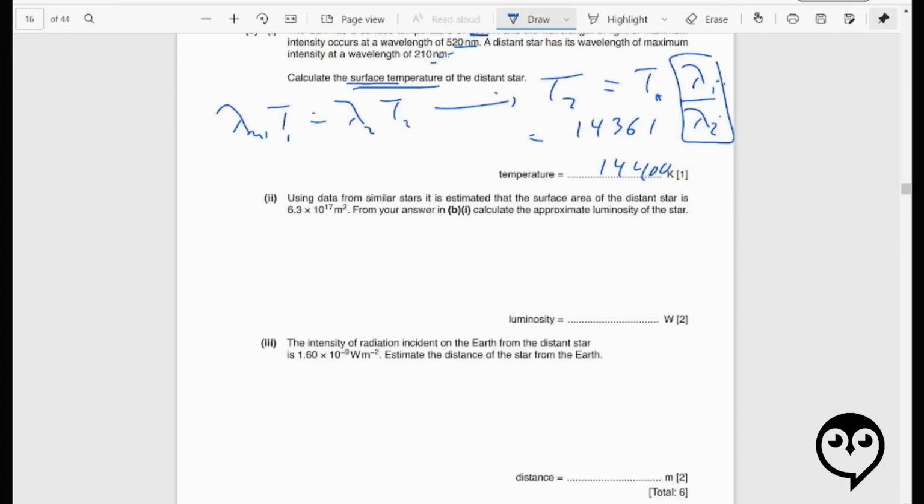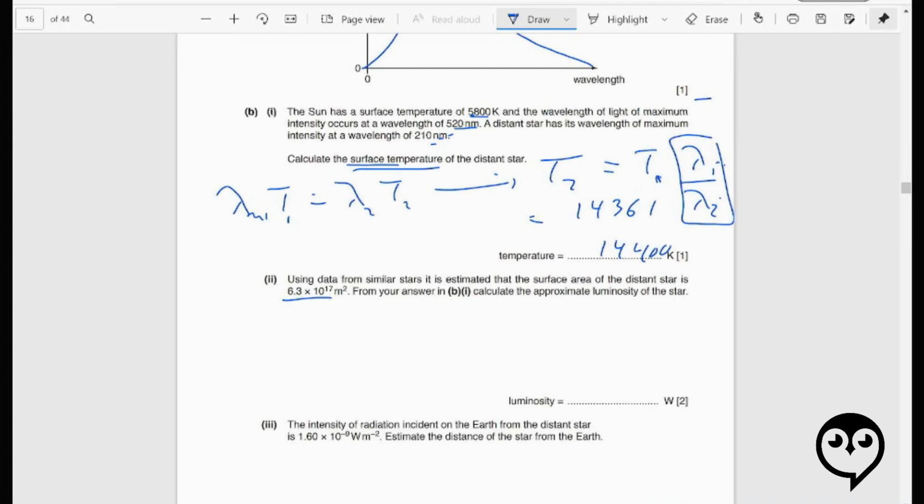Okay. Using data from similar stars, it's estimated the surface area of a distant star is this. Okay, let's find the luminosity of this star. Well, this is from Stefan's law, so our luminosity should be equal to this equation here, and I get an answer here of 1.52, let's say, times 10 to the power of 27.